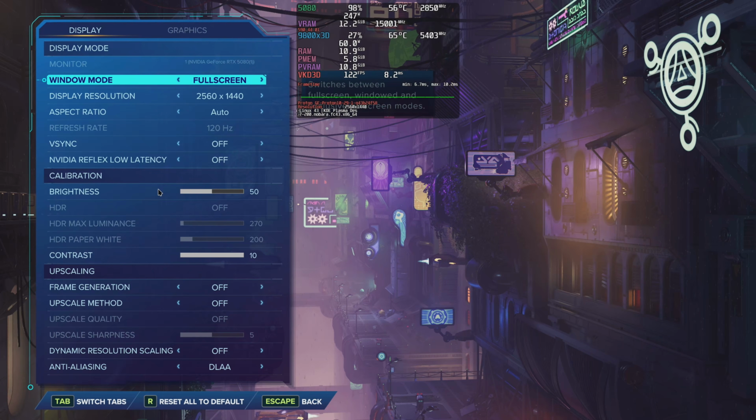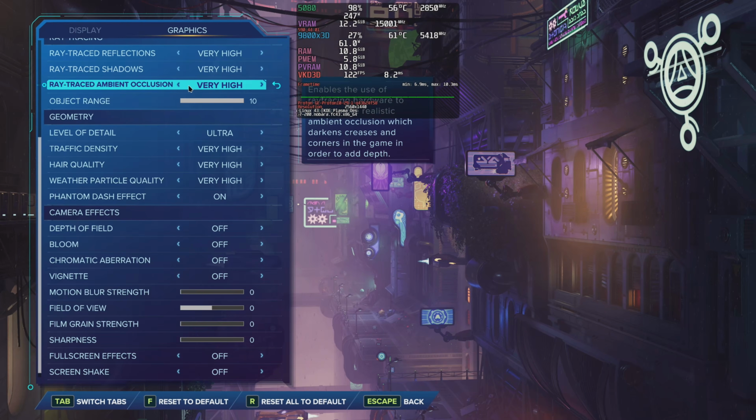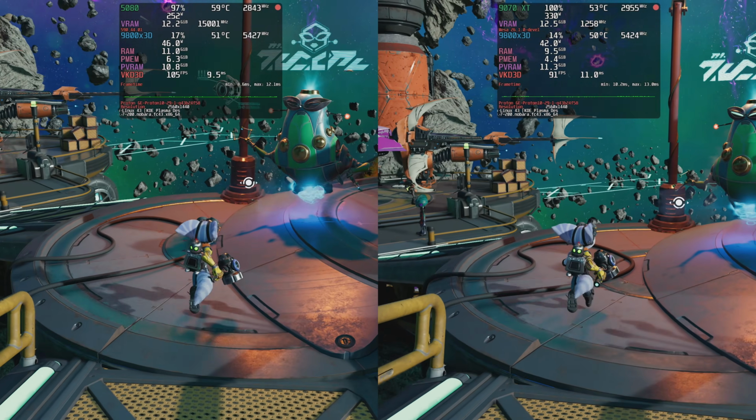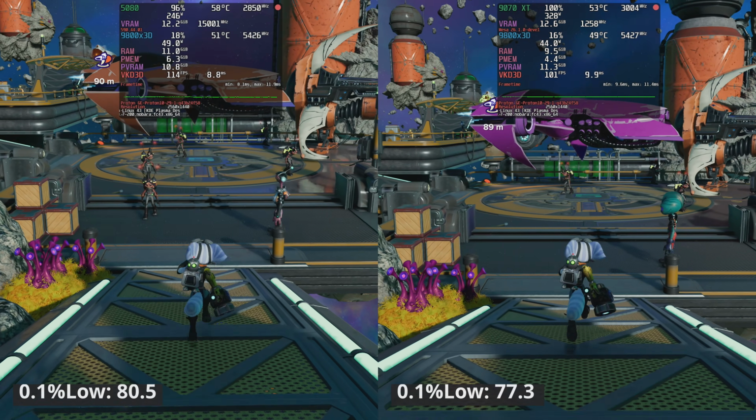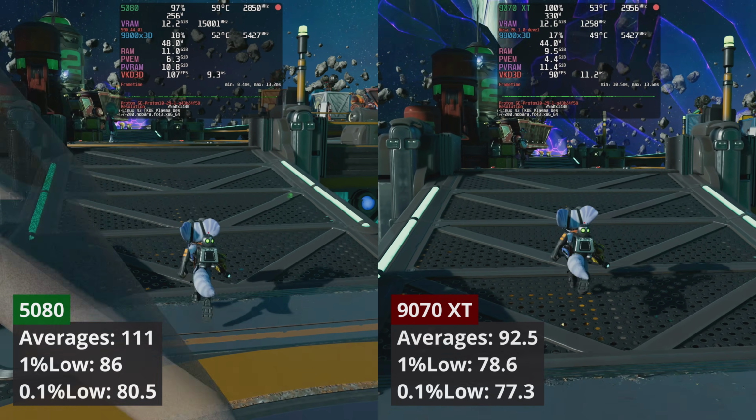I benchmarked Ratchet & Clank with ray tracing enabled only, and at 1440p using these settings, the 5080 is ahead by 16% when it comes to the averages and by almost 9% when we consider the 1% low values.